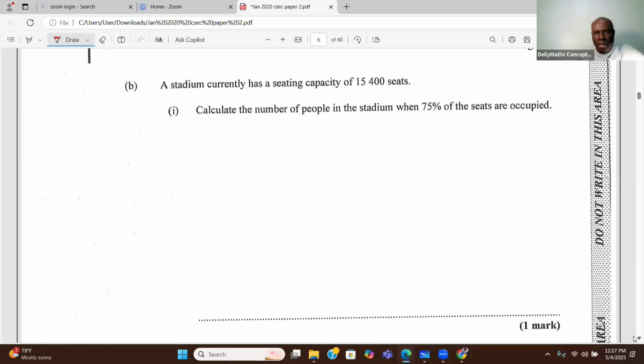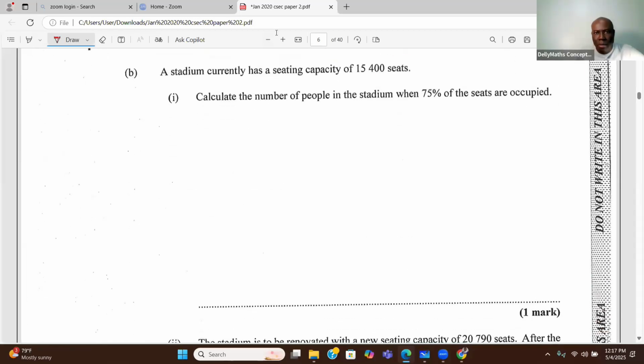All right. Typical question here. A stadium currently has a seating capacity of 15,400 seats. Calculate the number of people in the stadium when 75% of the seats are occupied. Can you find 75% of something? That's what we're asking you right here.